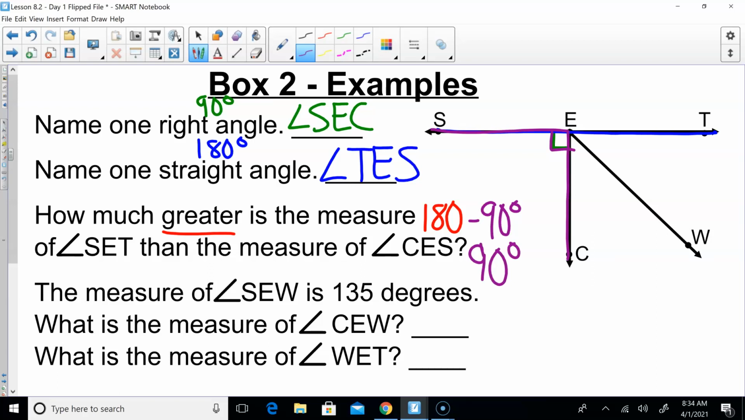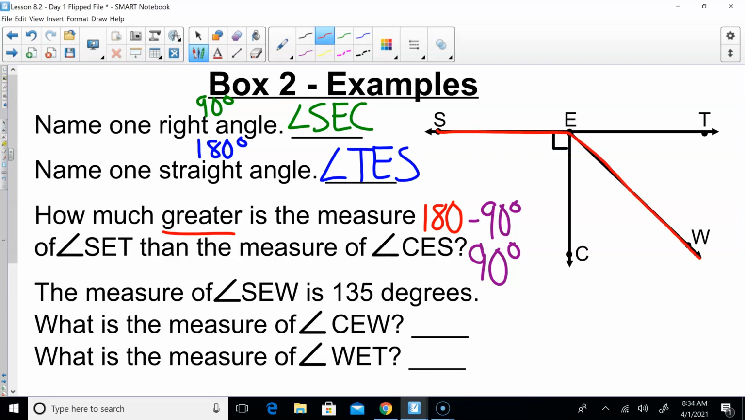And now we have the measure of SEW. So I'm going to get my eraser right here. I'm going to erase some of this information so we can get a clean look again, as we've got lots of lines going on. So SEW is 135 degrees. If I go right here, here's S, here's E, and here's W. So this one is 35 degrees.